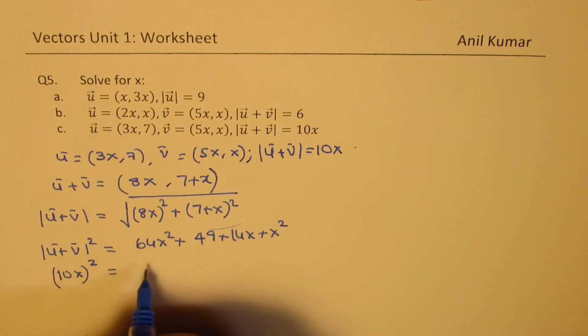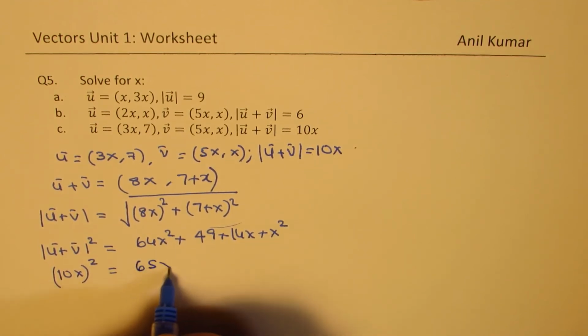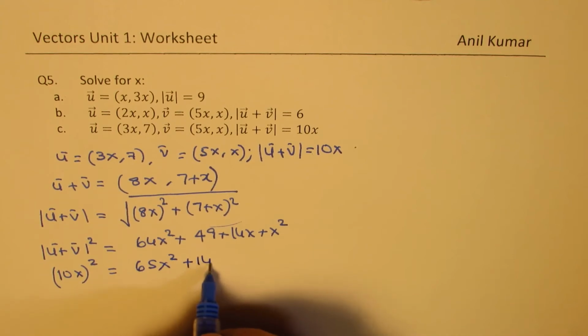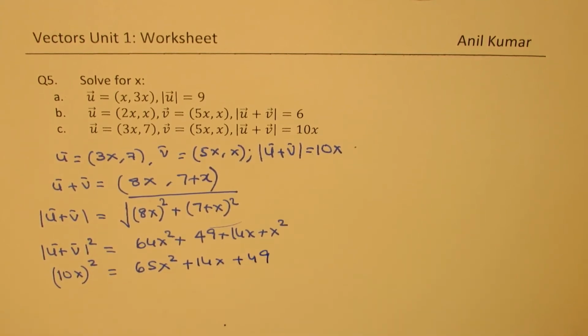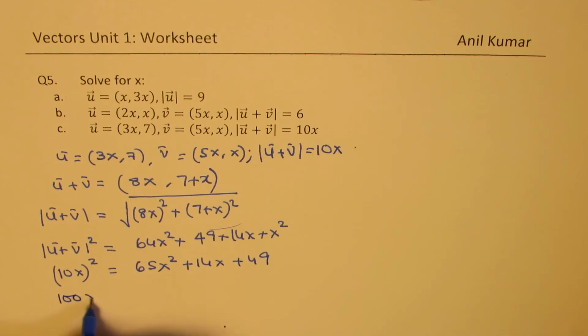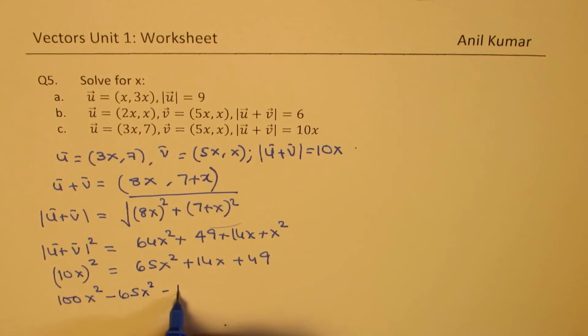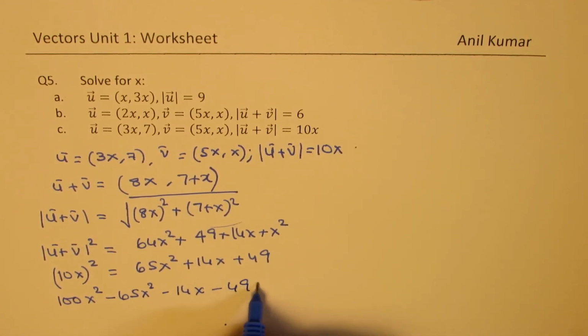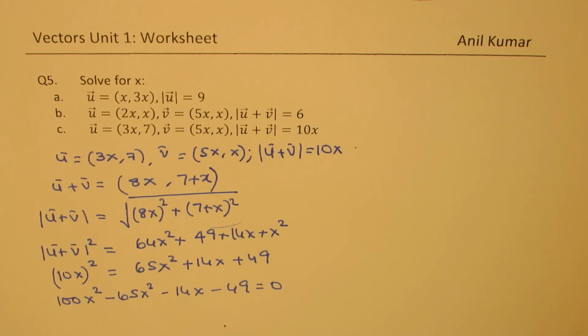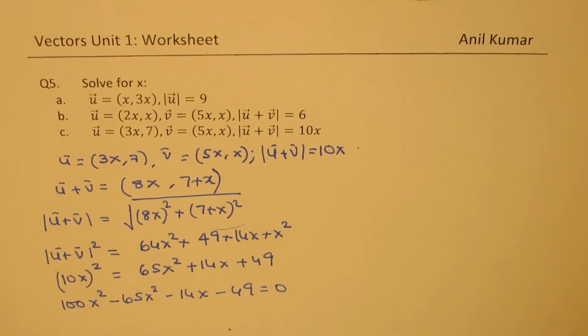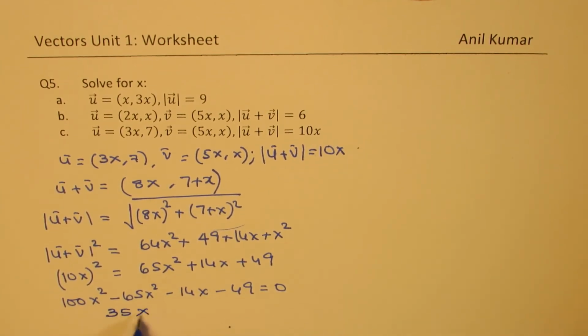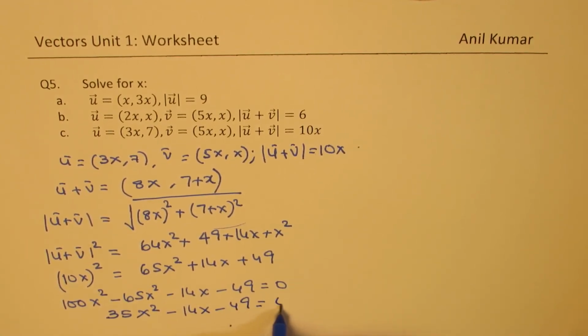So 64 plus x is 65x squared, and we have 14x plus 49. Here we have 100x squared, right? Let's take away 65x squared. Let's take away 14x and 49. It gives us a quadratic equation, correct? So we may have to use the calculator now to solve this question. So we get 35x squared minus 14x minus 49 equal to 0.